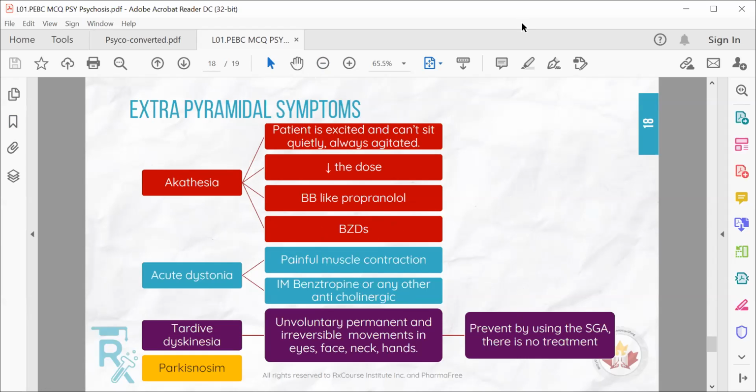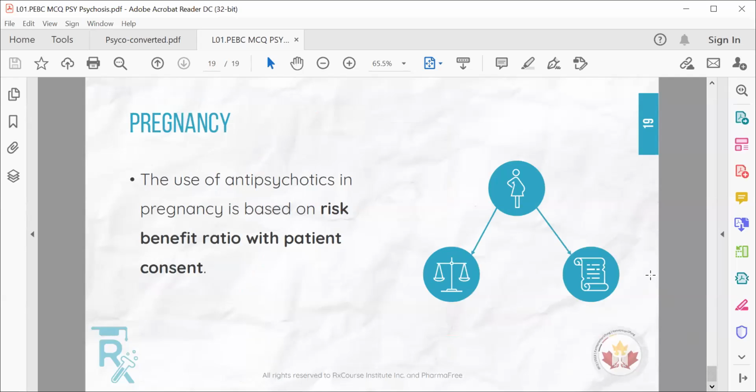So to remember EPS again, generally speaking, Risperidone and Paliperidone are associated with EPS due to blockade of D2 receptors in the nigrostriatal pathway. However, Olanzapine causes akathisia for some patients, and we treat it by decreasing the dose first or giving propranolol, and in severe cases, we can give benzodiazepine, but this is rare.